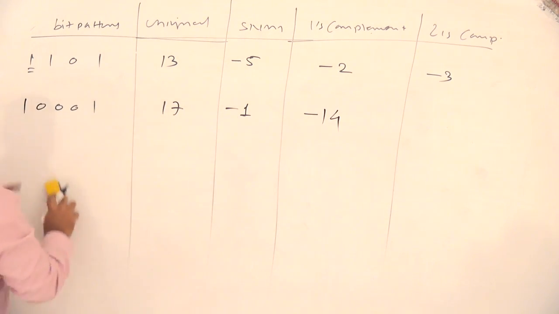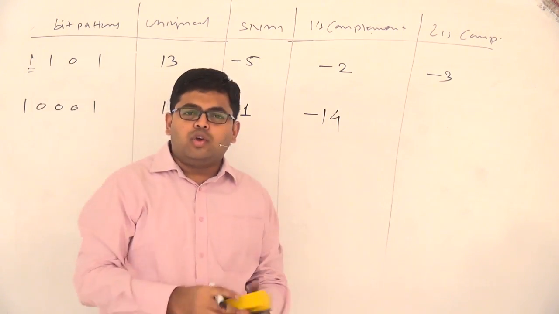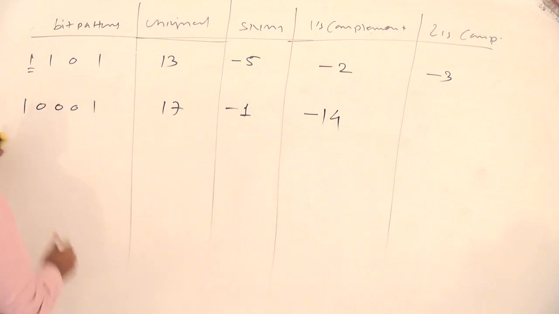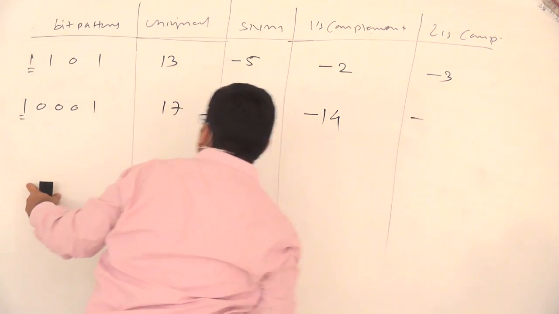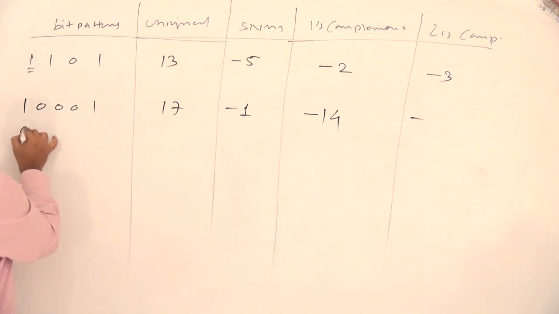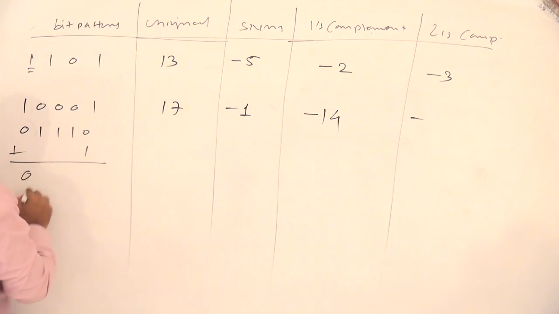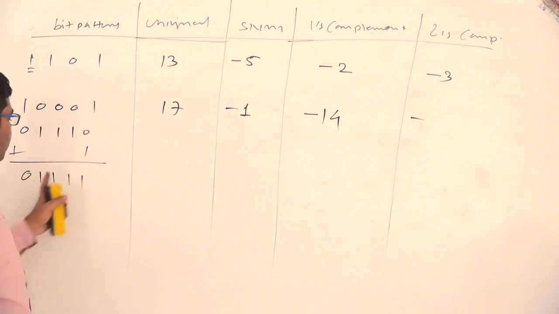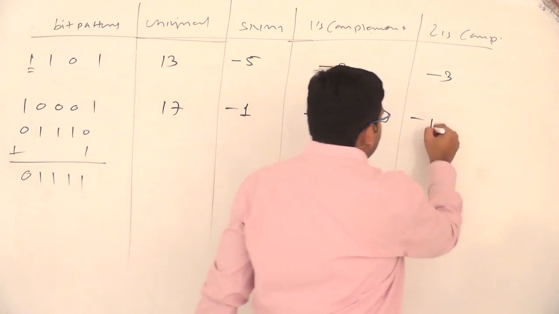Then if you want to convert this pattern to 2's complement, you again take the 2's complement. So the sign is minus, you write down minus, and in order to find out the magnitude, you take the 2's complement. So the 1's complement will be 0, 1, 1, 1, 0, plus 1 will be the 2's complement, 0, 1, 1, 1, 1. 0, 1, 1, 1, 1 means minus 15.